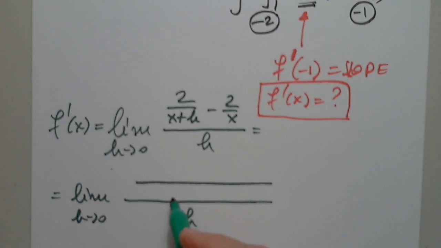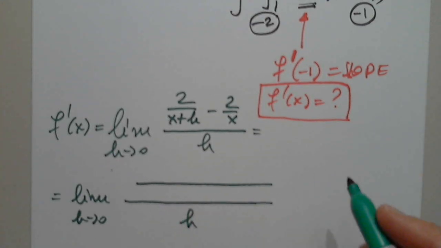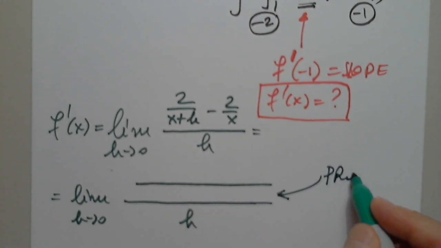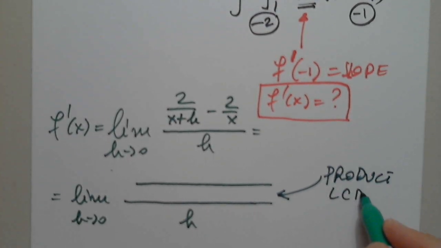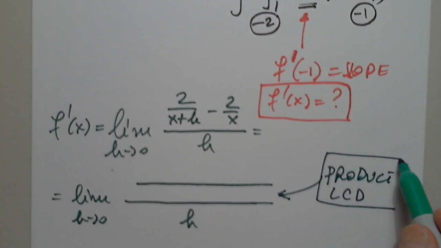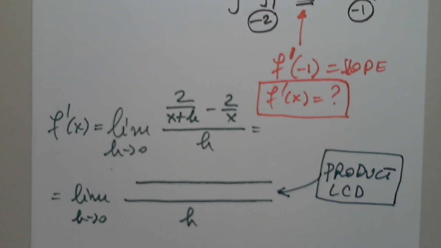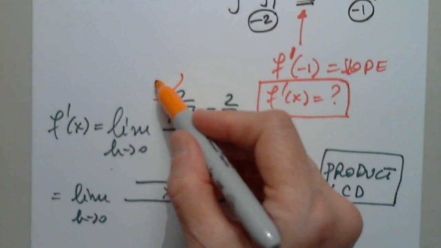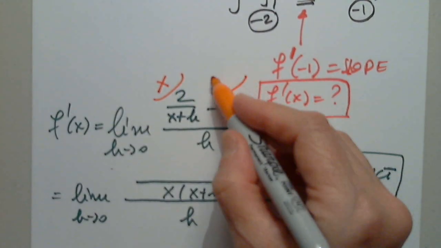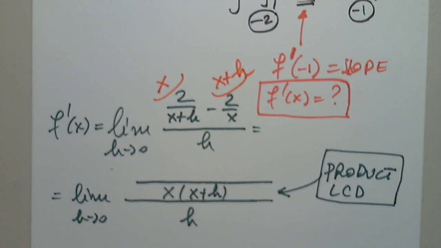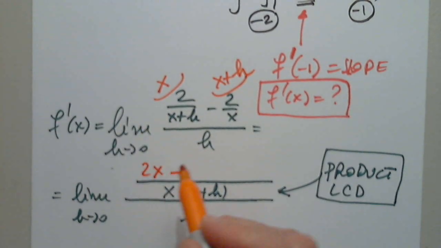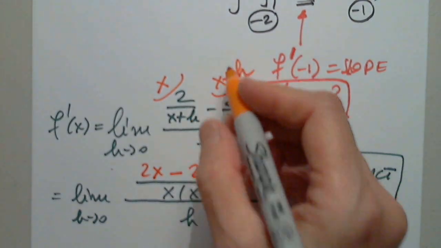x plus h minus x. Careful. It must be a product. The LCD is always a product. It cannot be a sum or a difference. x plus h times x. Very good. x times x plus h, or x plus h times x, is the same thing. So of course this one needs what it doesn't have, and this one needs what it does not have. So we have 2x minus 2x minus 2h.